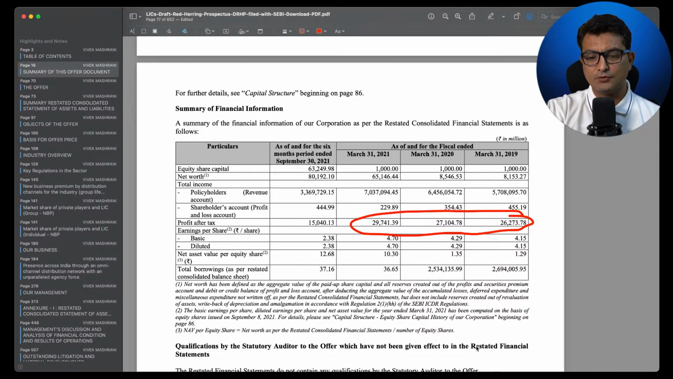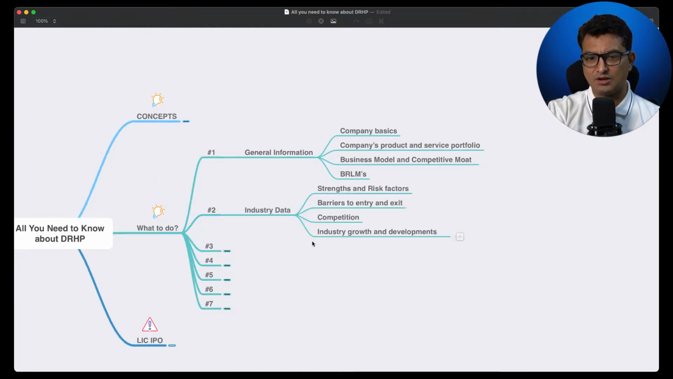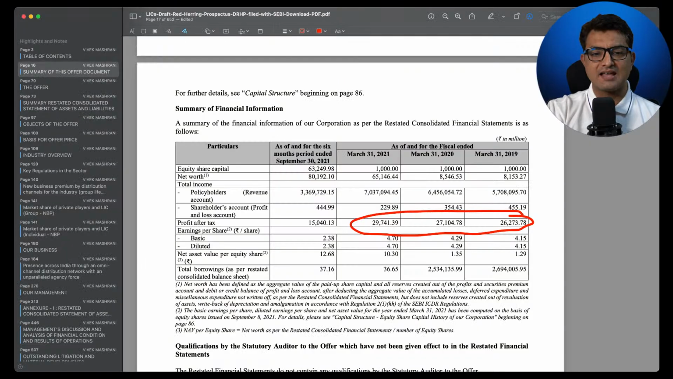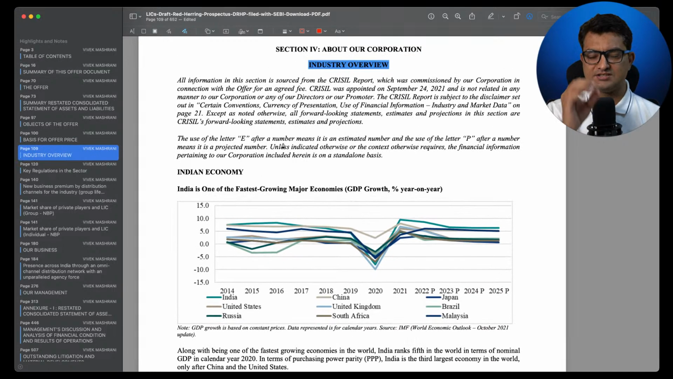Now, the next thing you will see in the prospectus is something called industry data. That is where you can understand what the entire life insurance industry itself is doing. So you go to a section called industry overview.